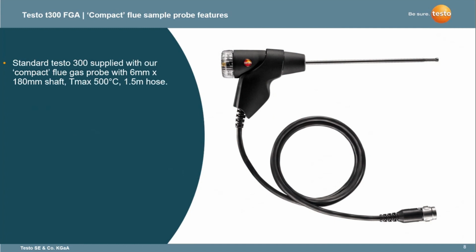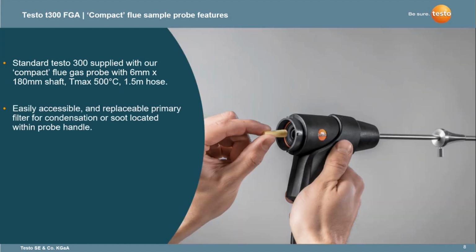So the domestic version I was talking about gets supplied with our standard compact flue gas probe, 6mm by 180mm shaft with normal sort of cone and screw. Temperature maximum thermocouple of 500 degrees C and 1.5 meters of hose. I'll talk a little bit more about our hose and connector in a minute because they are quite unique, and again they set us out as being very different from some of the other flue gas manufacturers out there.